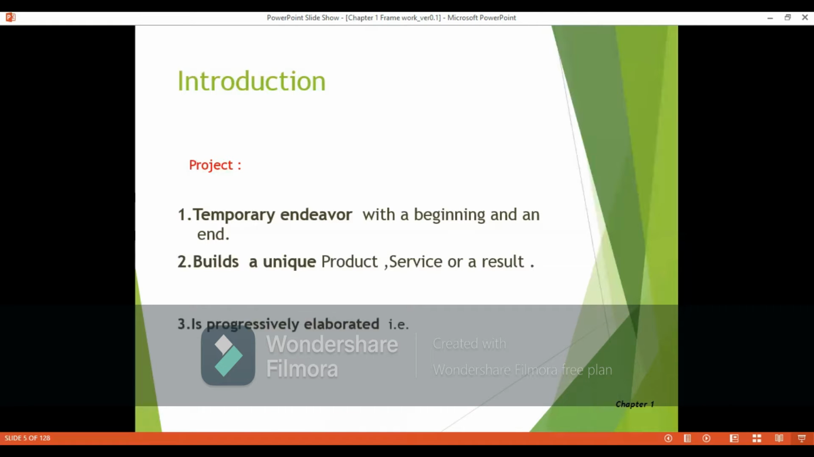And then every project is progressively elaborated. The way we call it progressively elaborated, it means it's like steps. You're climbing up the steps, so the more you climb, the closer you get to reaching the top floor that you are looking to reach. Similarly in projects, right?